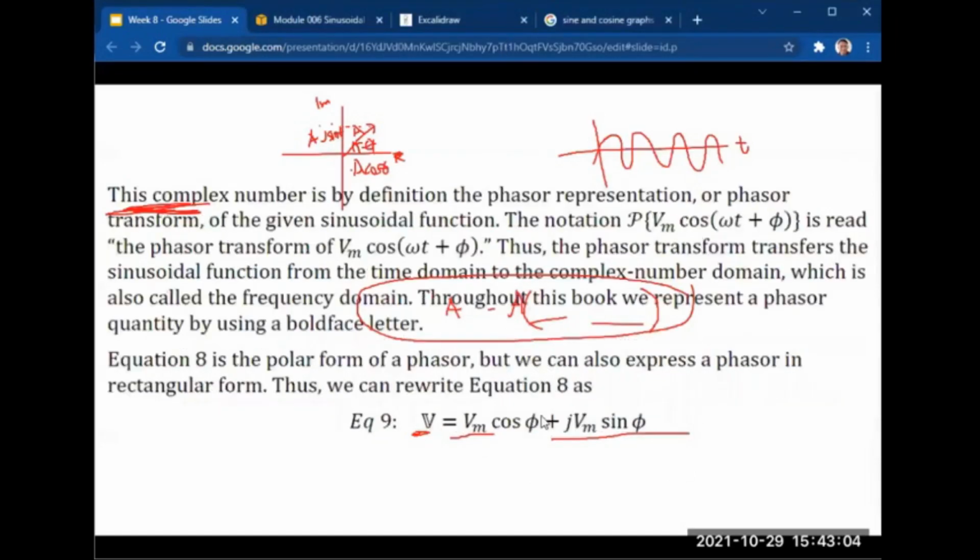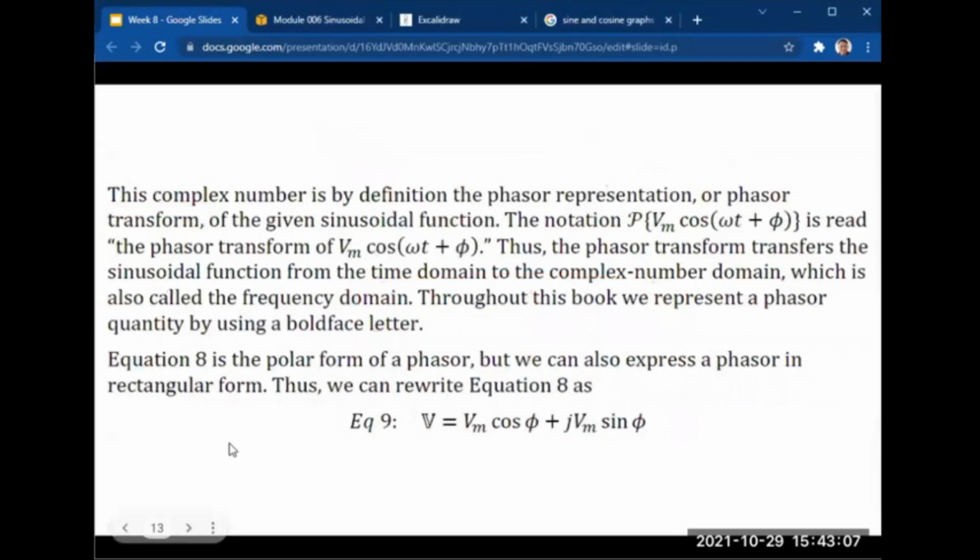I'll clear this one. So this complex number is by definition the Phasor representation or Phasor transform of the given sinusoidal function. The notation P, fancy P, which is meaning Phasor of the Vm cosine omega t plus phi, is read as the Phasor transform. Thus, the Phasor transform transfers the sinusoidal function from the time, sorry, complex number domain. Why did I write frequency domain there? Frequency domain is Laplace function.